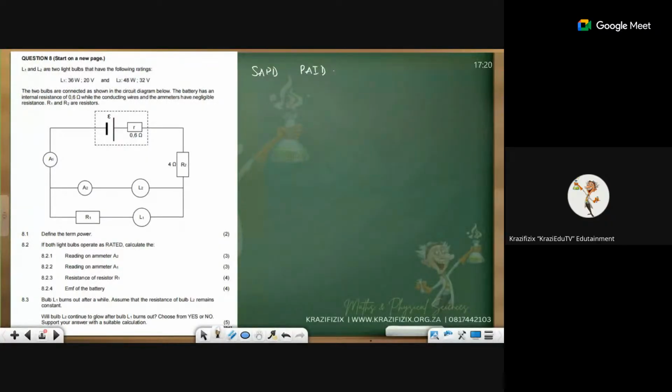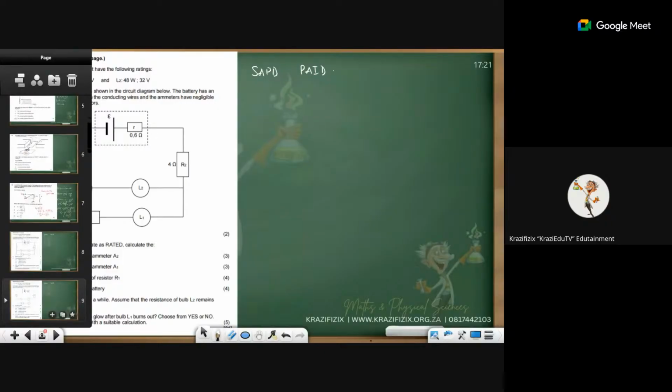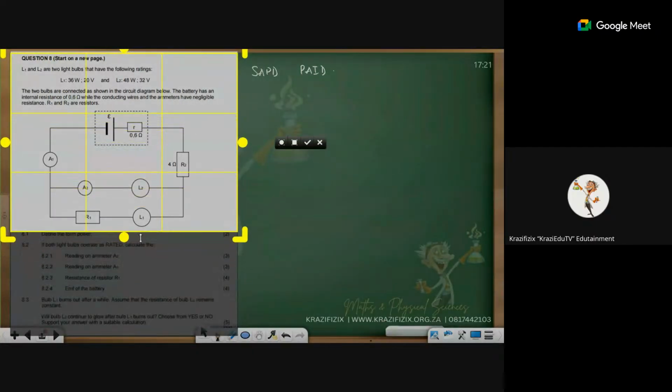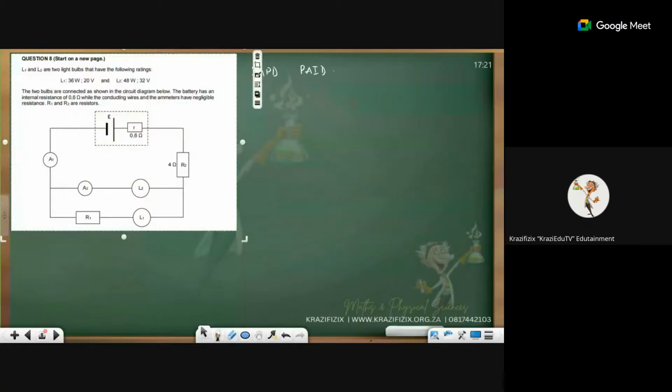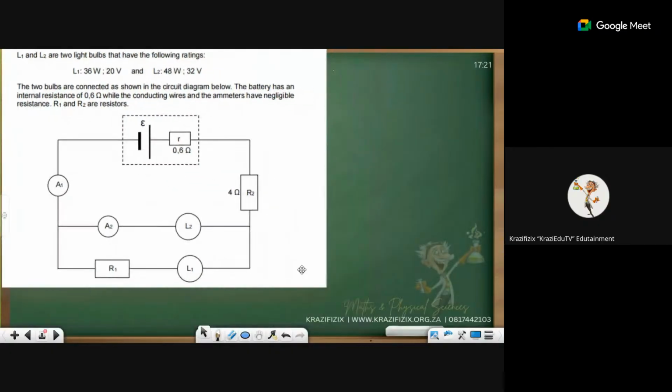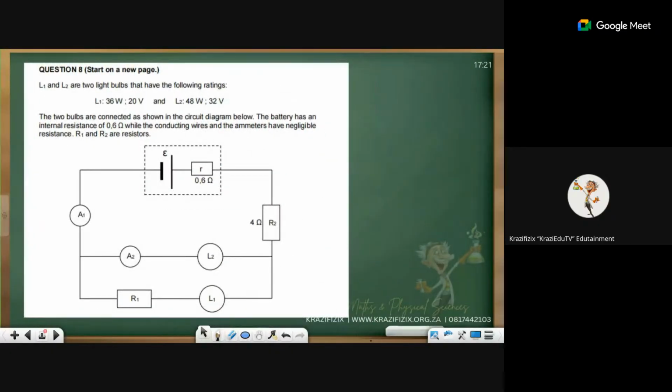Okay, let's look at it. L1 and L2 are two light bulbs and have the following ratings. So I have L1 and I have L2, right? The two bulbs are connected as shown in the circuit diagram below. I wish I could make this a bit bigger. Series are potential dividers, parallel are current dividers. Once I can play with that, I'm good. The battery has an internal resistance of 0.6 and the conducting wires are ideal.